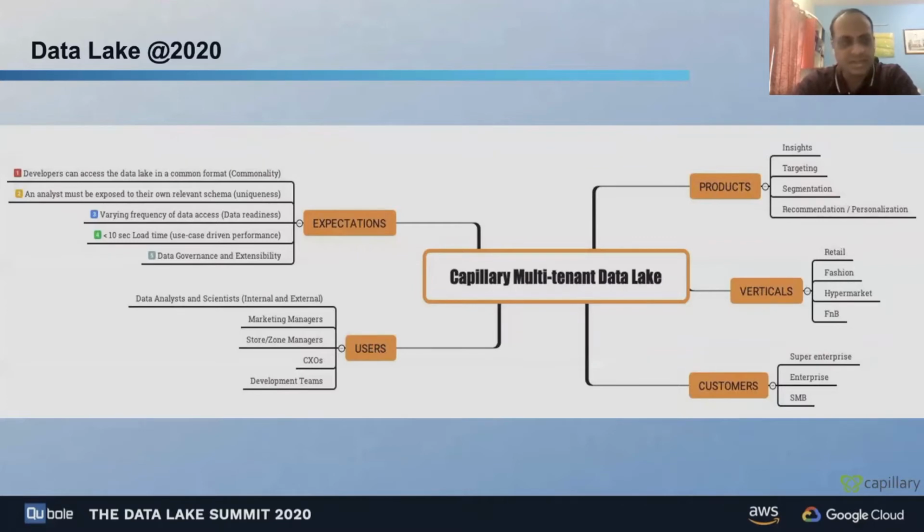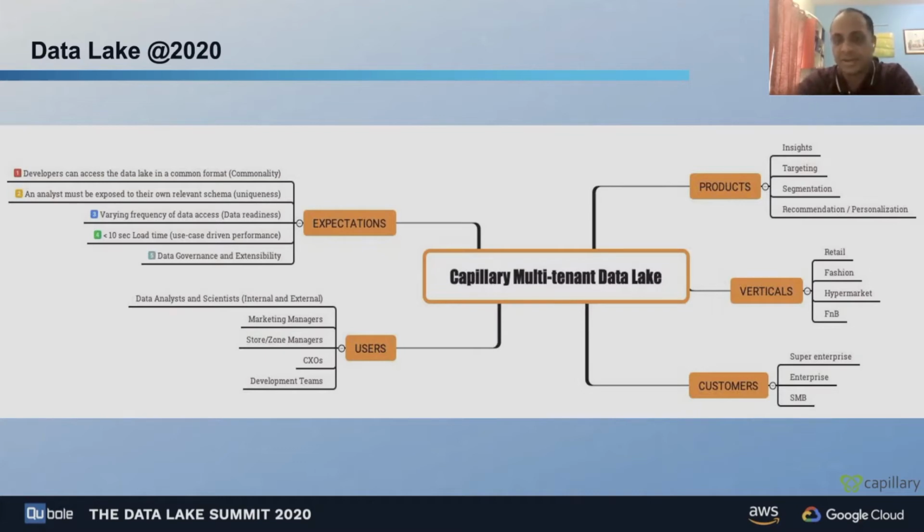The combination of these leads to various types of users on the platform. First is development teams. As I mentioned, the products are very tightly integrated with the multi-tenant data lakes. Developers need to be able to access those data lakes without requiring to know the very detailed workings of the data lake, such as how Spark SQL performs, for example. They would want to access the data lake in a very domain-specific context. Similarly, there are data analysts and data scientists, who could be internal or external. Those data analysts, on the other hand, would be interested because they're working for a particular tenant or a particular brand.